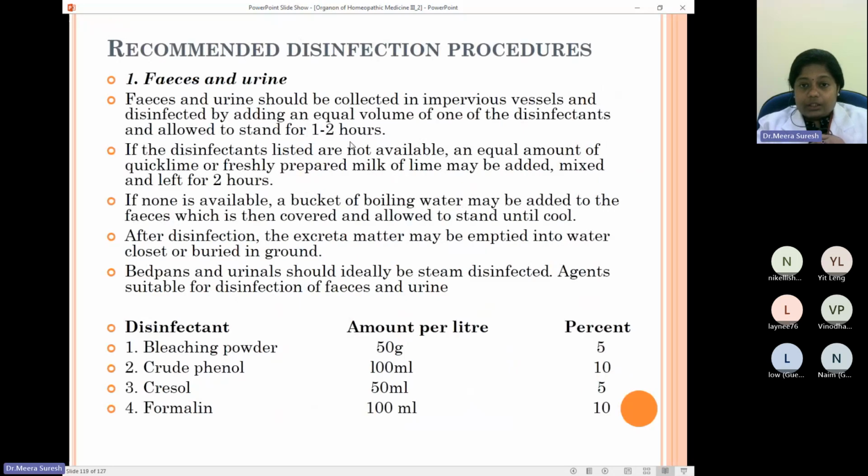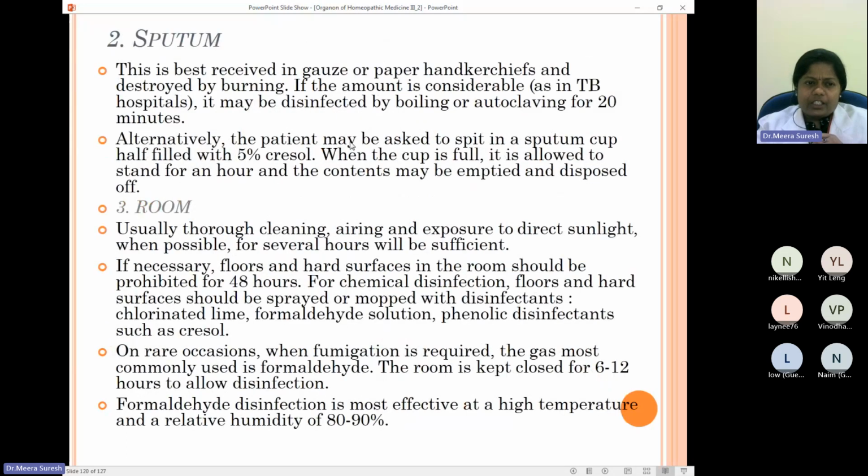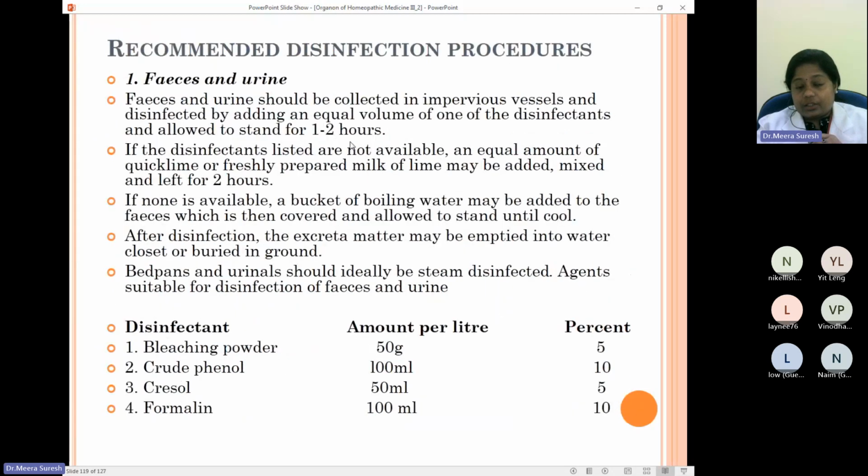Then there are some disinfection procedures that we have to do, especially for feces and urine. So feces, urine, vomitus, sputum, how can we disinfect those?